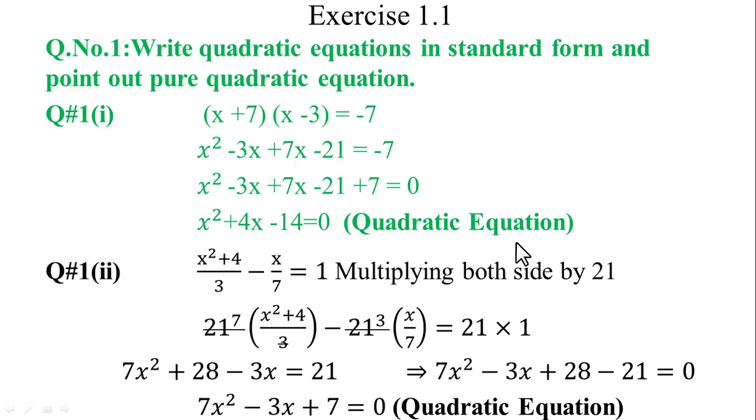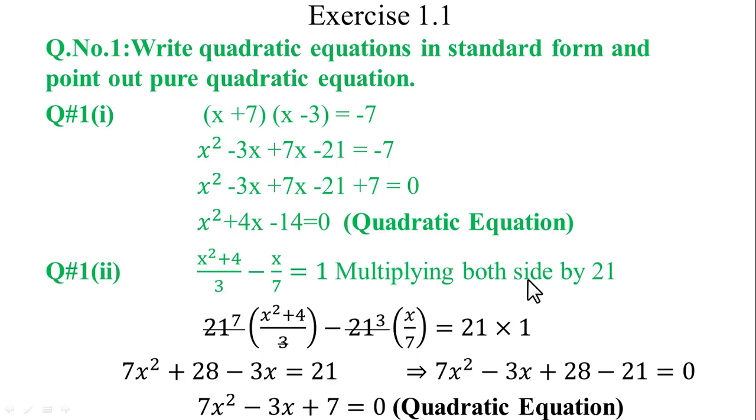Now we will discuss question number 1, second part. (x square plus 4) divided by 3 minus x upon 7 is equal to 1. So first of all, this is a fraction equation. Now we change it into linear form by multiplying both sides by the LCM 21, because 7 multiplied by 3 is 21.